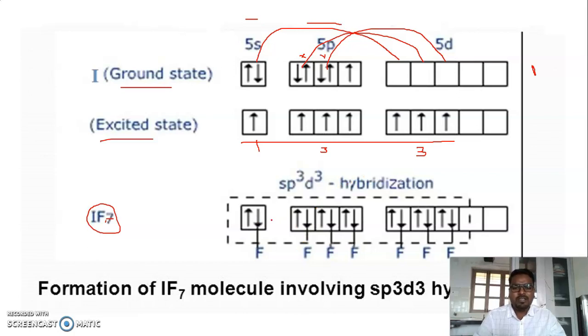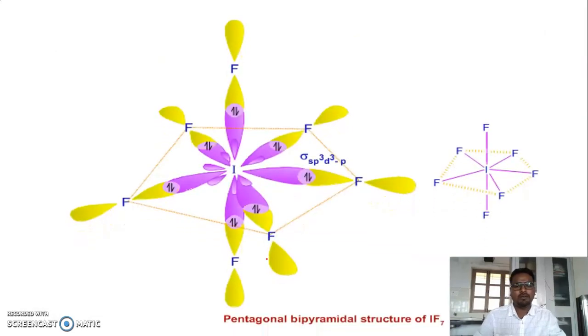There are 7 fluorine, each fluorine has 1 electron in a partially filled orbital, and there are 7 partially filled orbitals in iodine. The partially filled orbitals of fluorine overlap with the hybrid orbitals of iodine to form the IF7 molecule, an sp3d3 hybridized molecule. Now let us see the geometry of IF7.